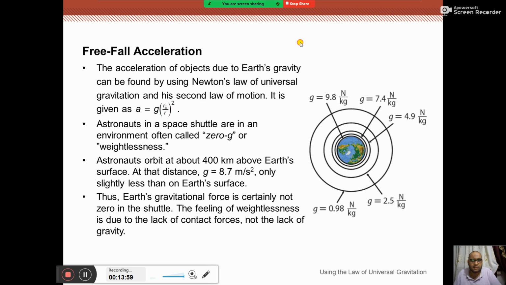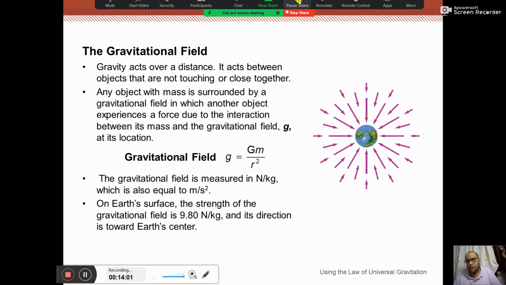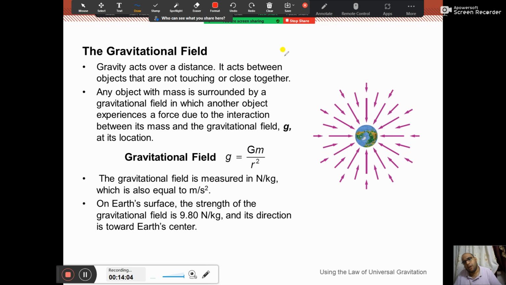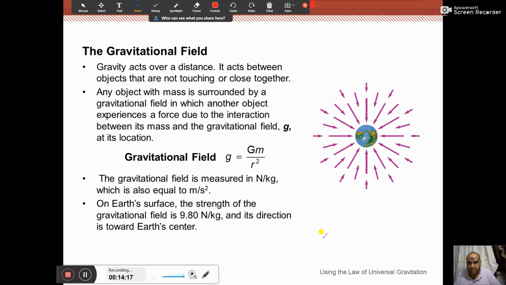Let's go to the next slide. We're going to use another expression to describe the meaning of acceleration of gravity. We used to use g for acceleration of gravity, 9.8. In fact, g is not the acceleration of gravity. g represents the gravitational field. What is the gravitational field?